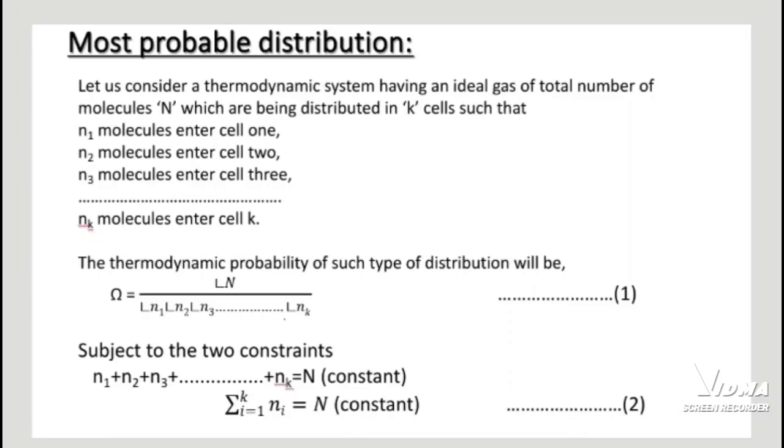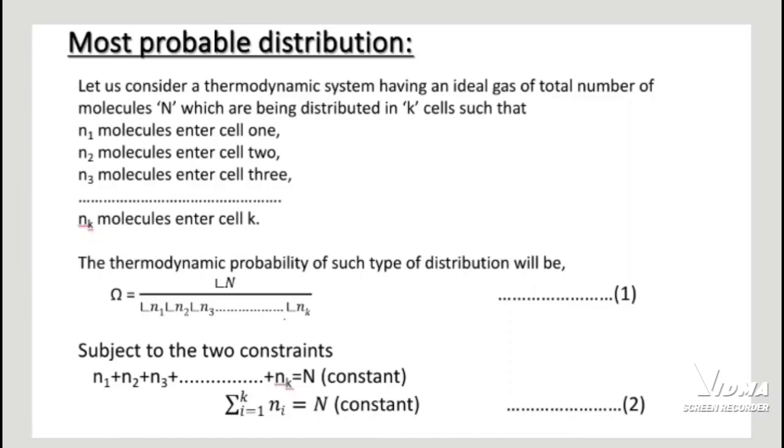This is subject to two constraints. The first constraint is N1 plus N2 plus, and so on up to Nk, is equal to capital N. That is the first constraint. We can also write it as summation i equal to 1 to k, Ni is equal to capital N. That is equation number 2.